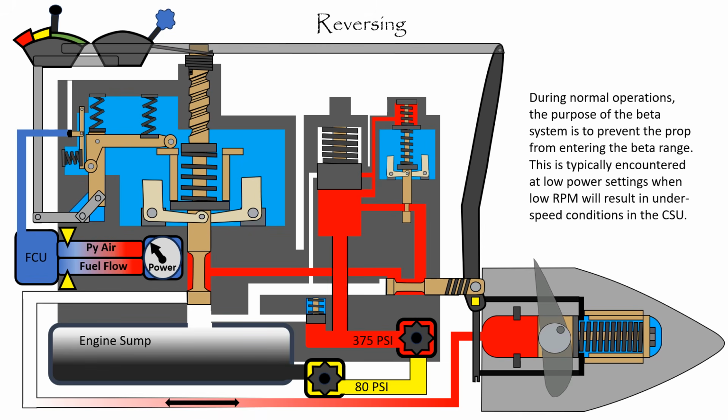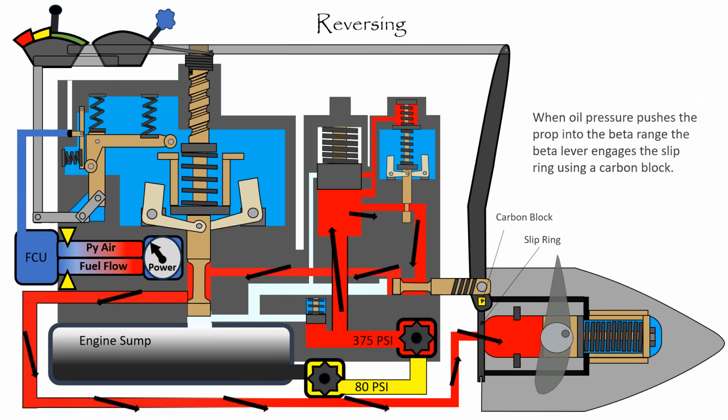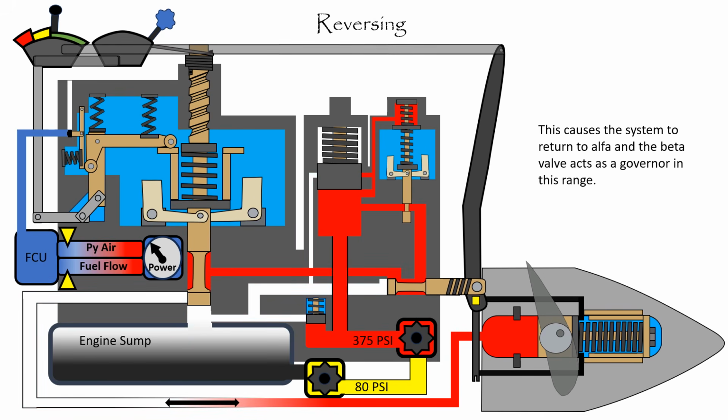This is typically encountered at low power settings, when low RPM will result in an underspeed condition in the constant speed unit. When oil pressure pushes the prop into the beta range, the beta lever engages the slip ring using a carbon block. As the system begins to move, the beta valve cuts off oil pressure to the governor and vents it back to the sump. This causes the system to return to alpha, and the beta valve acts as a governor in this range.